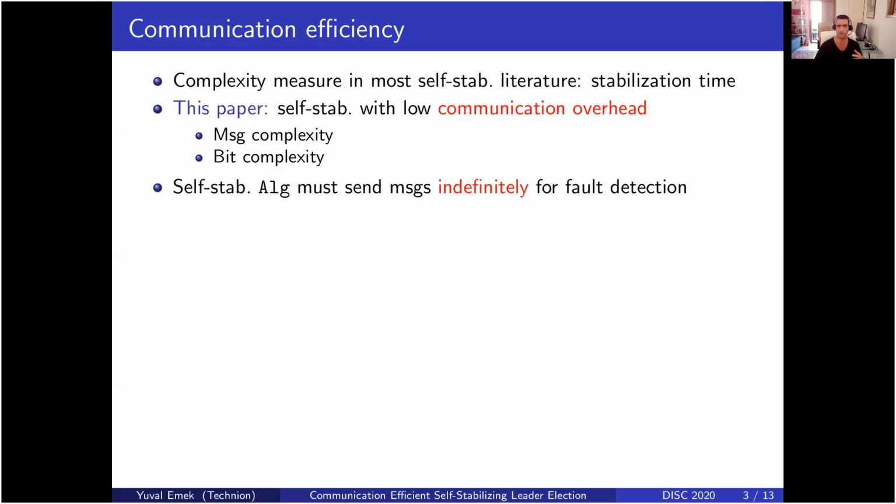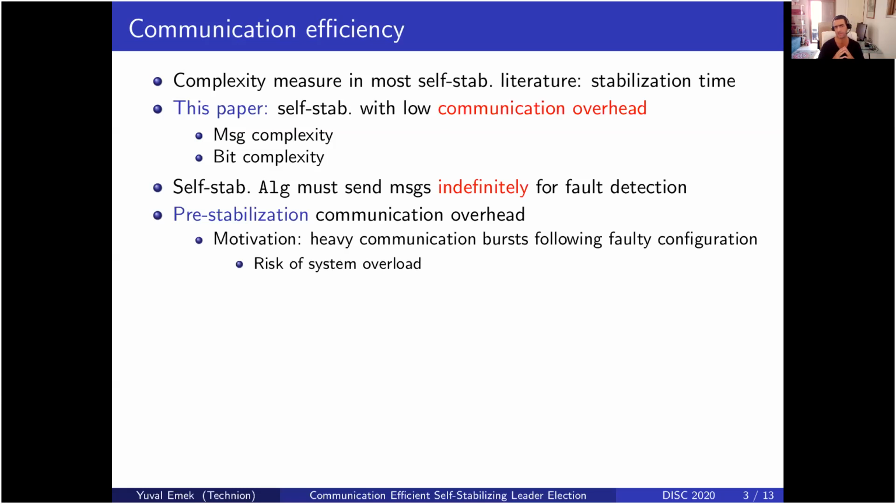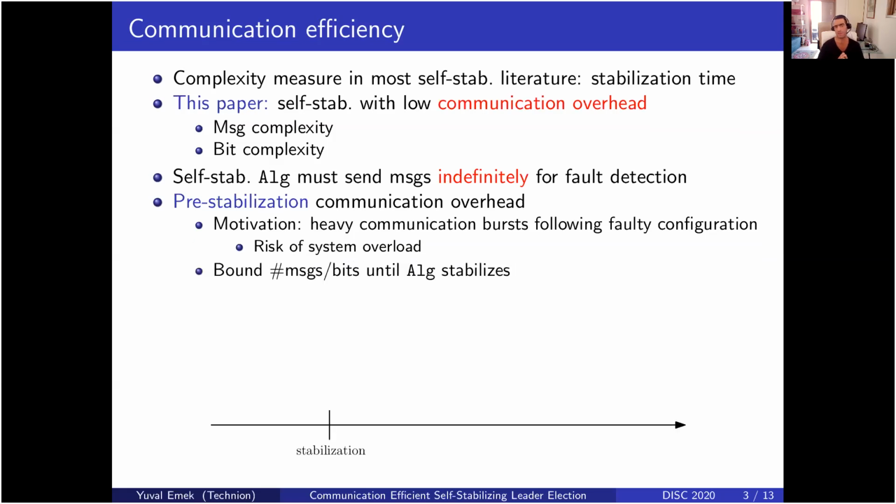And in fact, there are two approaches for that task. The first one is to look at the pre-stabilization communication overhead. And this is motivated by the fact that a faulty configuration may lead to a heavy communication burst that may cause a system overload. The measure that people use here is simply counting the number of messages or the number of bits that the algorithm sends until it stabilizes.